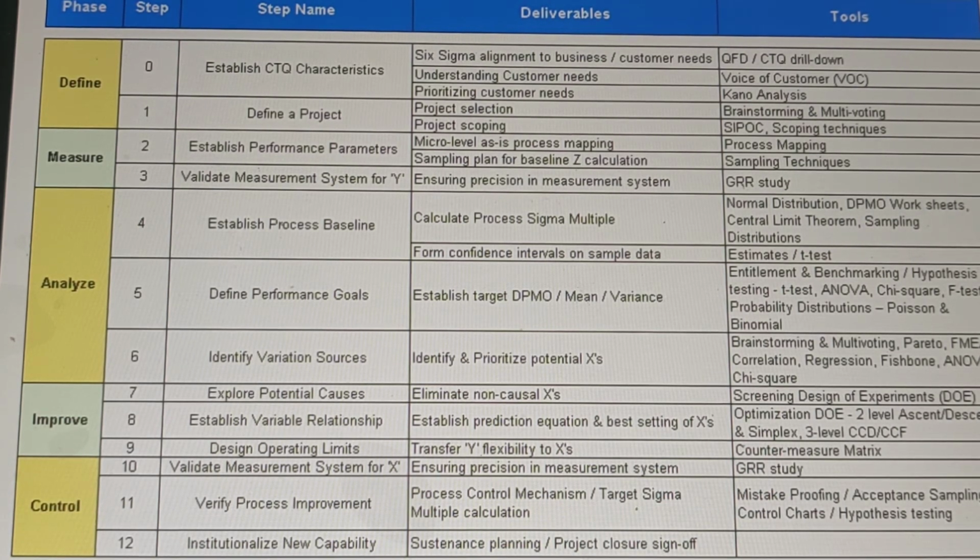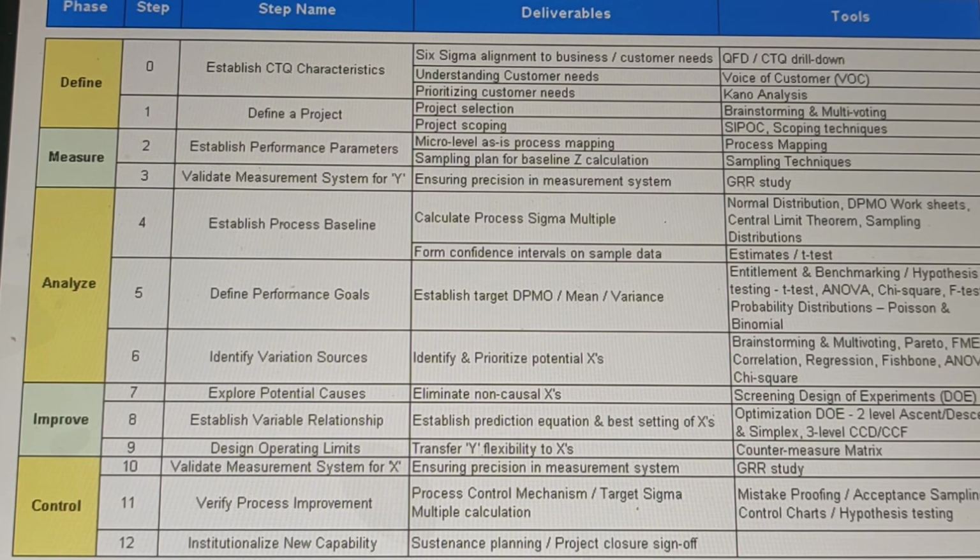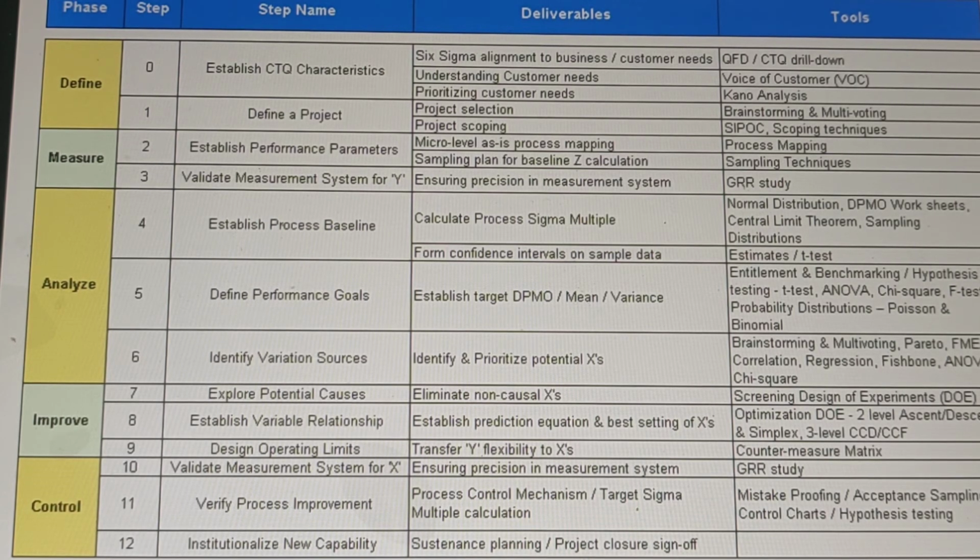Okay, that is there. Then next is design operating limits. Finally, we need to establish what my operating limits of X are, what my variation in X is, and what my allowable variation in X is to get the desired Y.